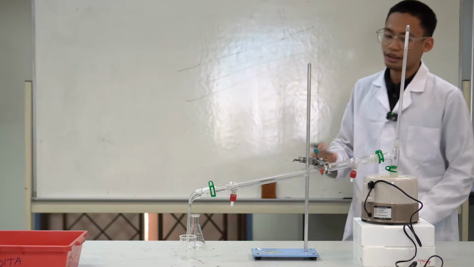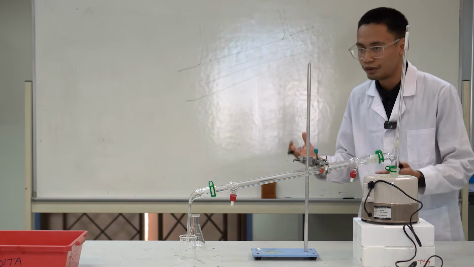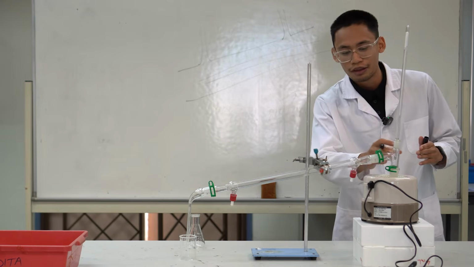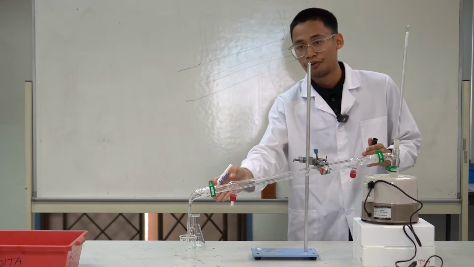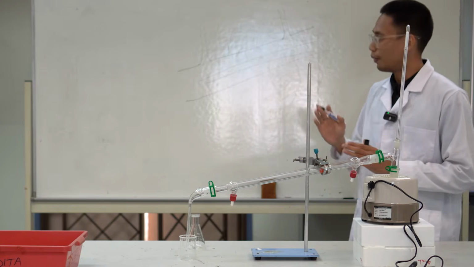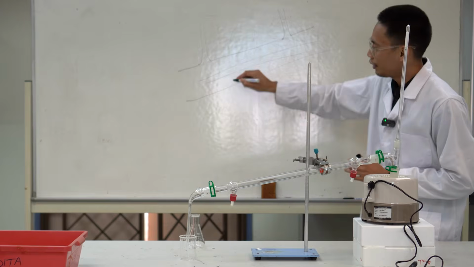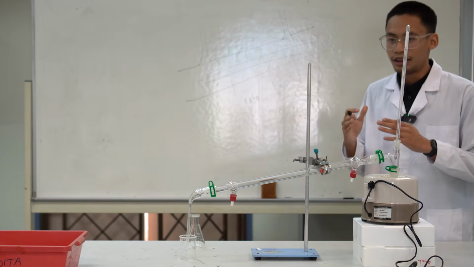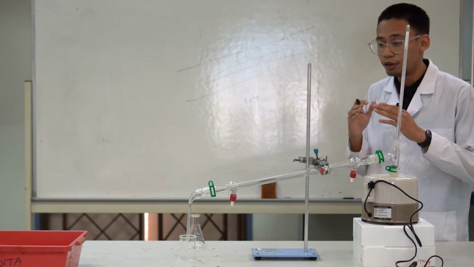As you can see here, this is the condenser. The function of this condenser is basically to cool down the vapor from here back into the liquid form. For the condenser, we have 4 parts. This one is the outer tube. This outer tube is the tube that the water flows through.